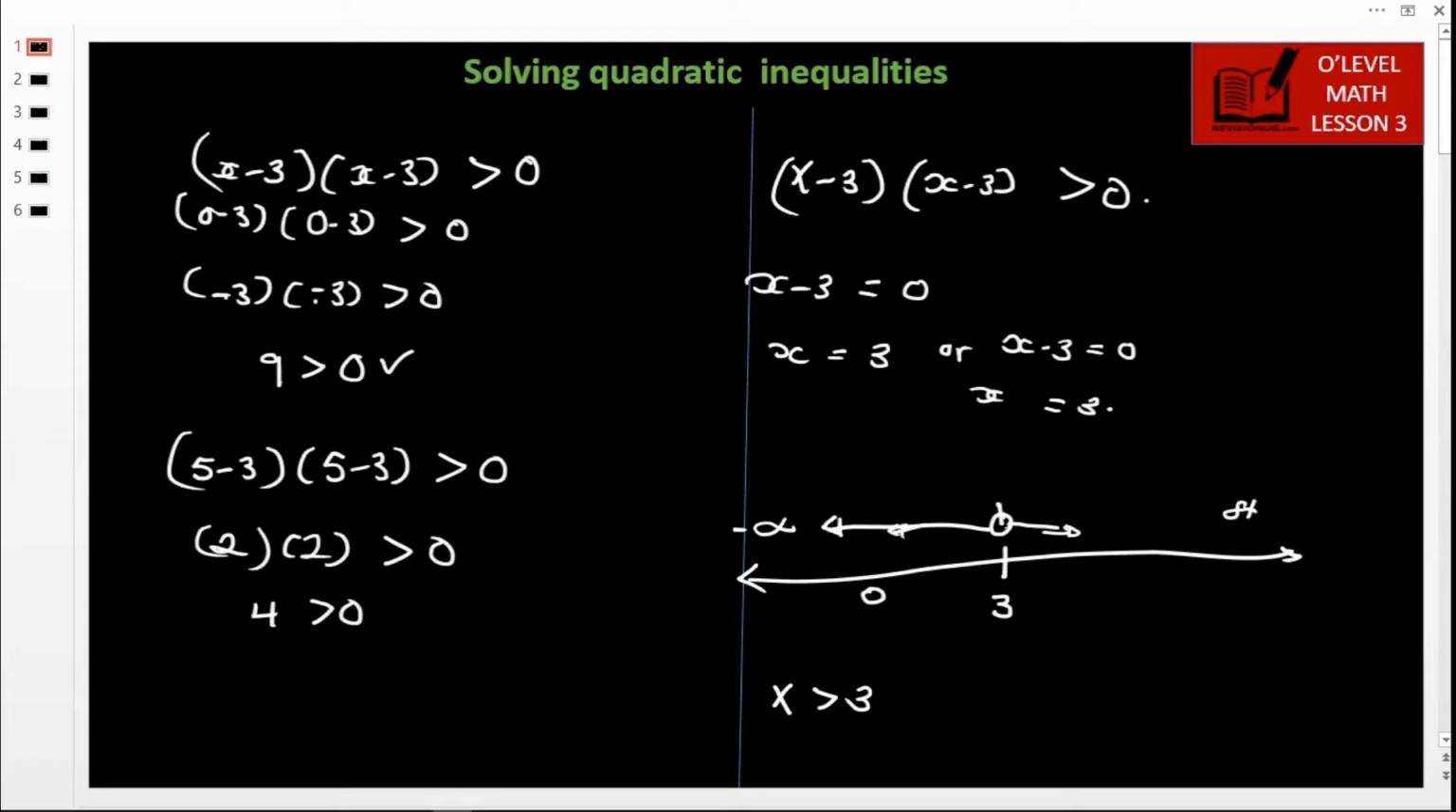Then we also have another solution to the inequality, which says x is greater than 3. So x is either less than 3, or x is greater than 3. These give us the values that satisfy our quadratic inequality. On a number line, it is going to appear like this.